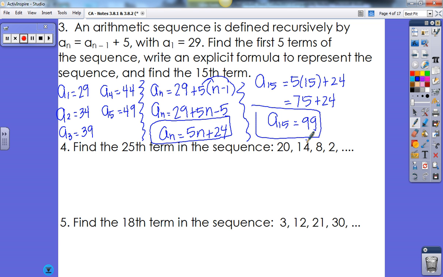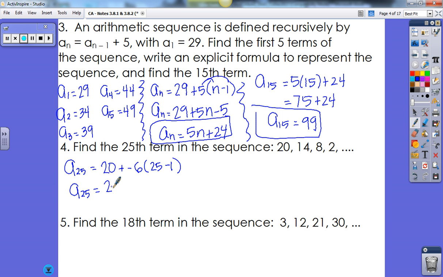Here I'm looking for the 25th term. So I'm going to plug in what I know into this formula. I'm looking for the 25th term, plugging it into the explicit formula. I know my first term is 20. They give it to me right here. I can see that it's going down by 6. So that means my common difference is negative 6. And I'm looking for the 25th term. So 25 is going in for n here and n here.